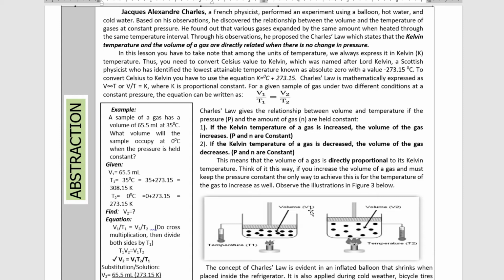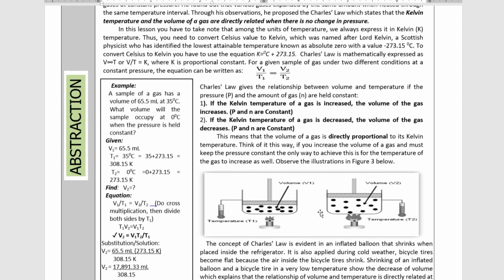Now, this becomes condition 2. Take note, volume 1 in the first condition and volume 2 in the second condition. So for volume 2, there's a huge difference here. The gas molecules expand in this part due to the increase in temperature.